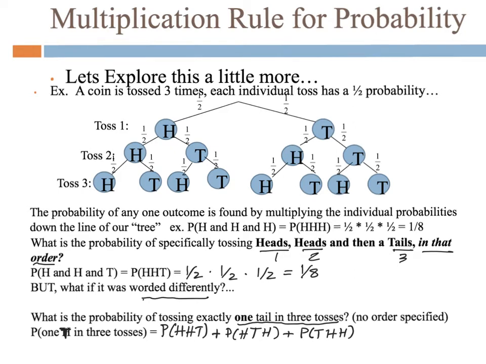In other words, if we look back to our tree here, we see that heads, heads, tails is one path that leads us to success. Heads, tails, and then heads, but also tails, heads, heads. All 3 of those are ways that we could end up with exactly 1 tail when we toss a coin 3 times. Each one of these has a 1/8 probability, so that's 1/8 plus 1/8 plus 1/8 again, giving me a probability of 3/8, which in decimal form is exactly 0.375 or 37.5%. As you can see, order is really important.